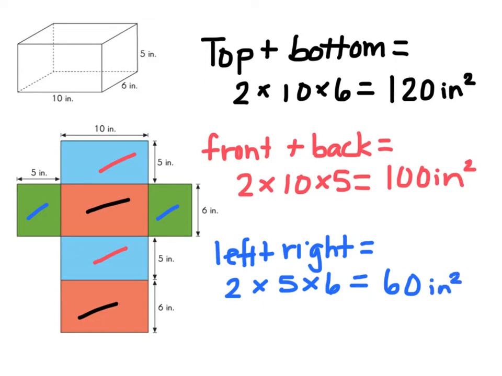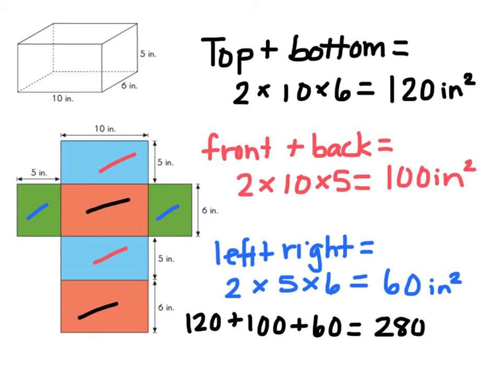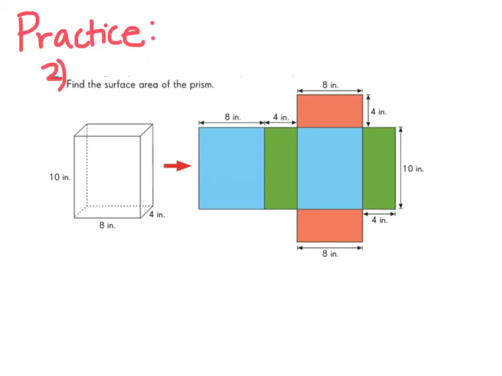Now, to finish this up, we simply add them all together. 120 plus 100 plus 60 equals the surface area of our rectangular prism, which is 280 inches squared. Now try this process on your own. Find the surface area of the prism shown. The net has been created for you so that you can more easily visualize the pairs of congruent faces. Press pause while you work, and please move on when you are ready.